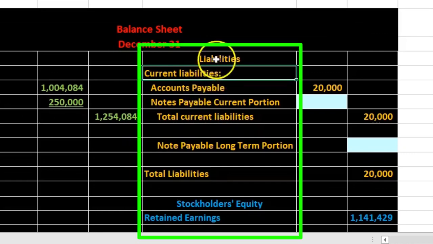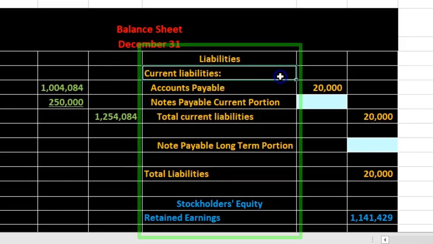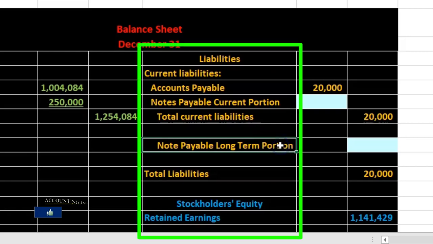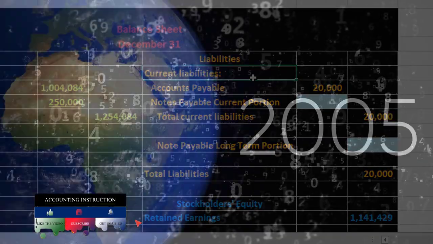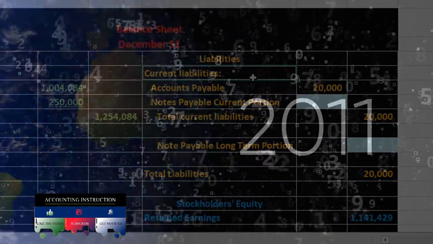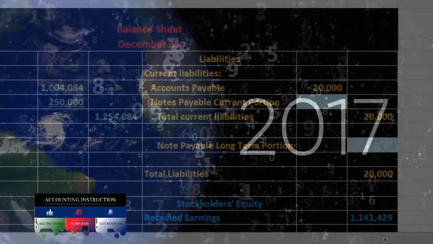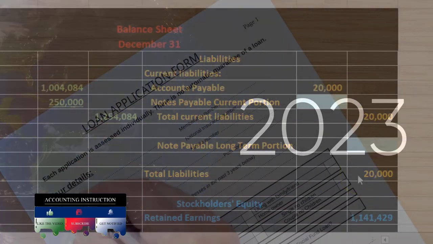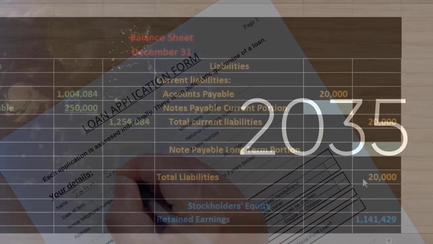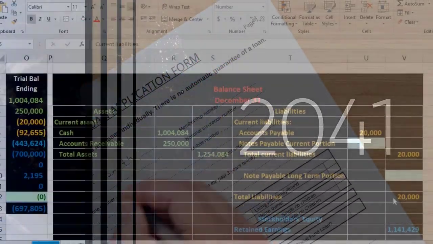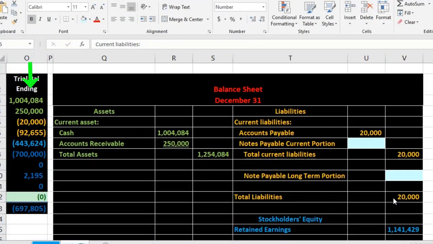Remember, it's in order. Liabilities are going to be in order of current liabilities and long-term liabilities. The current liabilities, all the current liability means is that it's due within a year. It's an arbitrary number. So within a year, the current liabilities are due. So if we have a loan that's going to be longer than a year, but we make monthly payments, then we're going to pay part of the principal within the year and part outside the year. So that's what we need to break out.